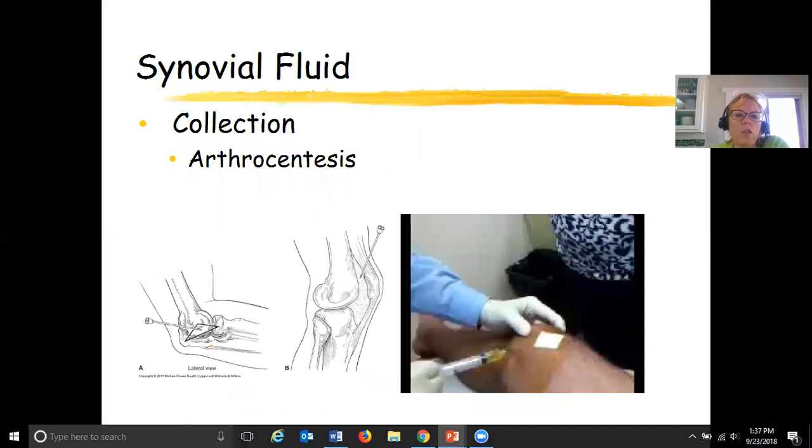So the procedure that we use to collect synovial fluid is called an arthrocentesis, and they go right into the joint space. You can see a couple examples here of an elbow and a knee. And again, it's a really long needle, and they aspirate that out into a syringe. So very rarely is there enough fluid to put into a bag like a serous fluid. So mostly you will get your specimens in a syringe or tubes.